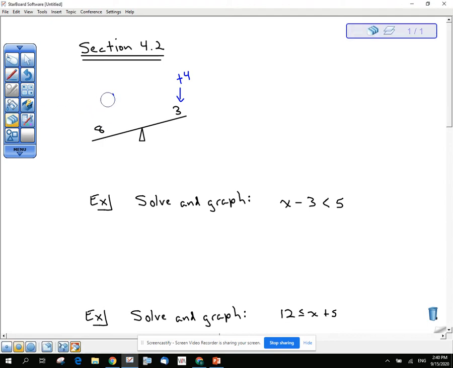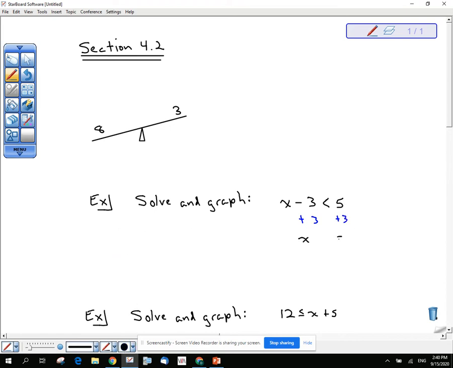So with that simple rule in mind, what we need to do here is ask yourself what's happening to the variable, and then undo things in reverse order. Our variable is being subtracted by 3. We want to add 3. And that would get x by itself.